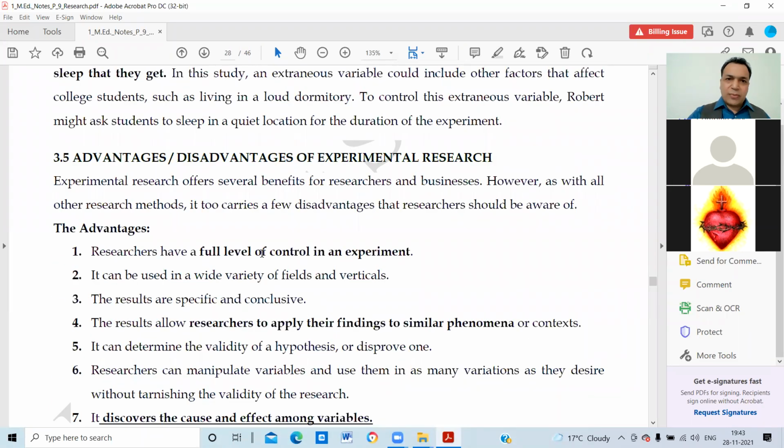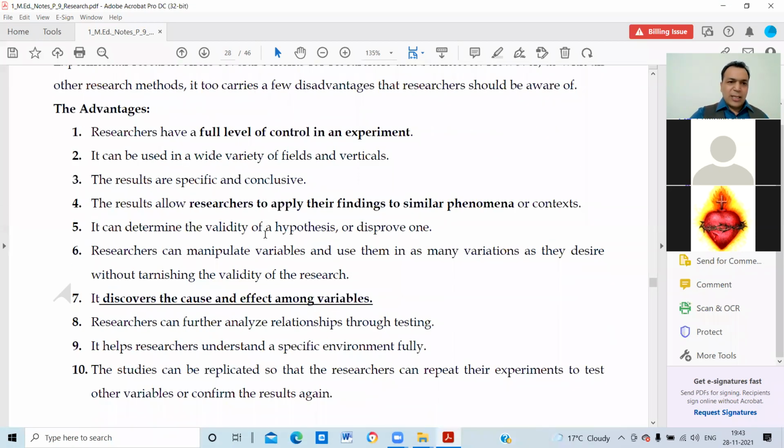Okay. Next, last we talk about the advantages and disadvantages of experimental research. So first we talk about the advantages. The researcher has a full level of control in an experiment. Always remember, experimental research is always done under controlled situations. In simple words, you can understand it is done in a laboratory. Whatever experiments are going on in the laboratory, all those things come under experimental research.